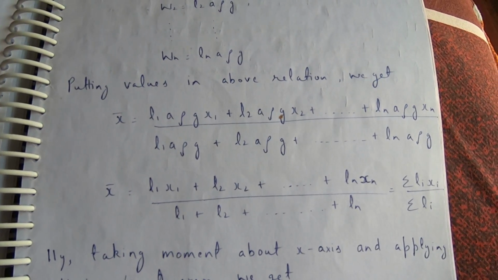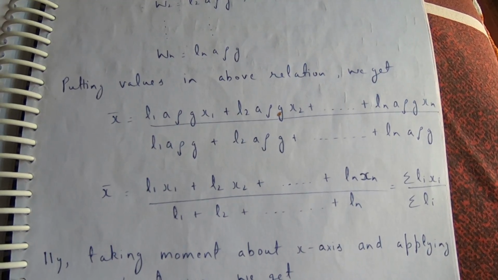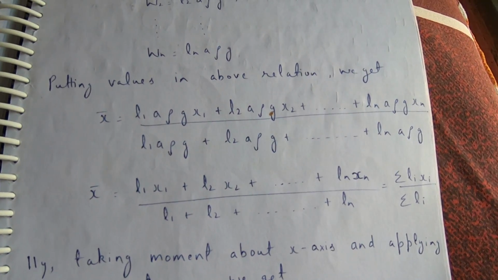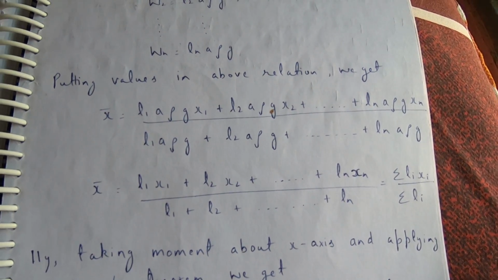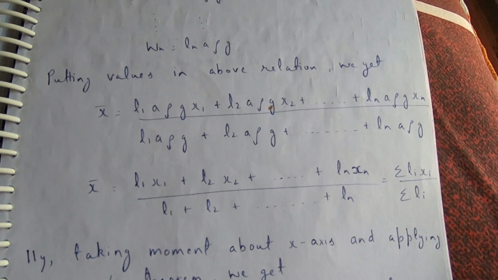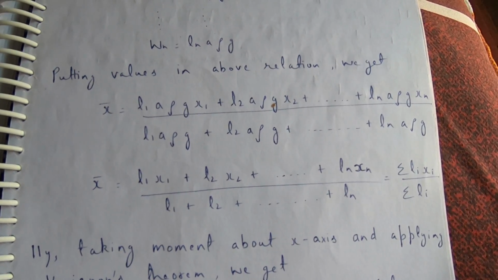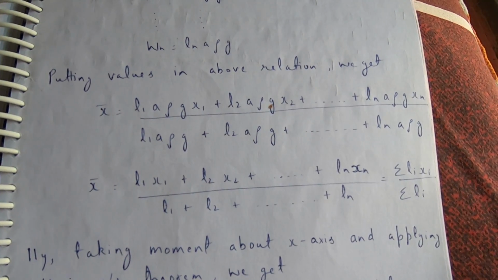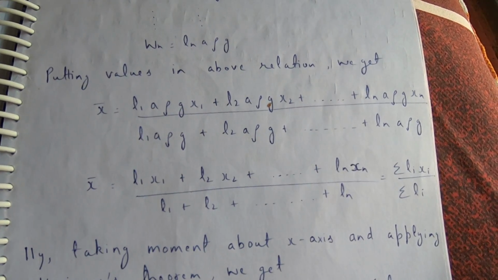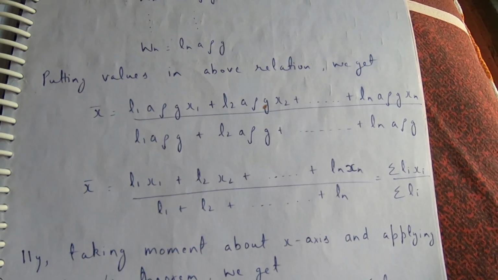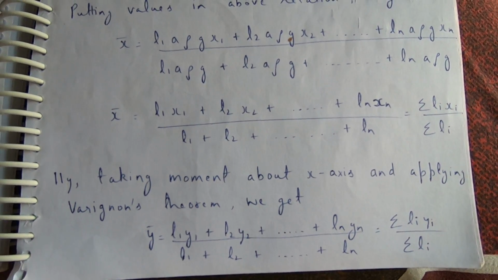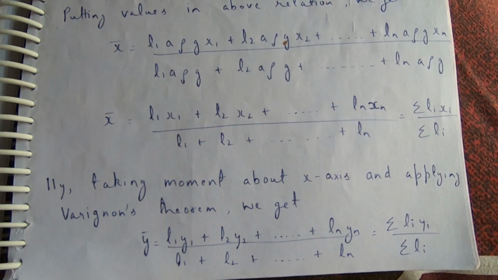Putting values in the above relation, we get x bar is equal to L1 A rho g into x1 plus L2 A rho g into x2 plus ... plus Ln A rho g into xn divided by L1 A rho g plus L2 A rho g plus ... plus Ln A rho g. X bar is equal to L1 x1 plus L2 x2 plus ... plus Ln xn divided by L1 plus L2 plus ... plus Ln, which is equal to summation Li xi divided by summation Li.